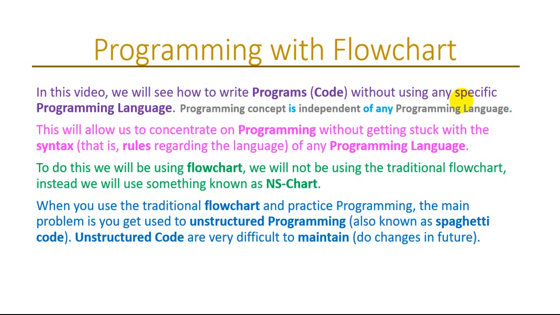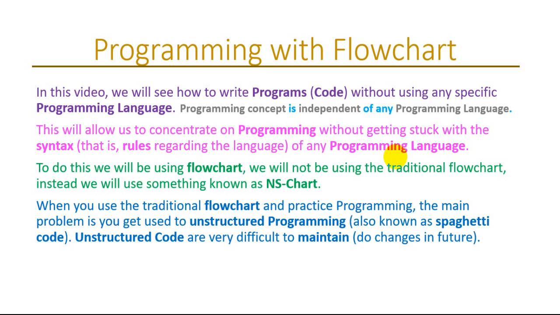So you get used to unstructured programming if you start learning coding using the traditional flowchart. While you're writing, you might understand what you're writing, but after a few months, if you want to modify it or make some adjustment to the flowchart you have done, it will be very difficult because you will not be able to track it. It's so unstructured and so spaghetti like. Finding out where a particular thing is happening will be very, very difficult to handle. So making changes in the future is going to be very difficult if you write spaghetti code.